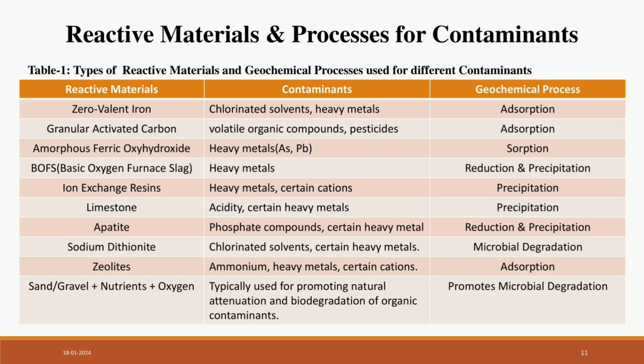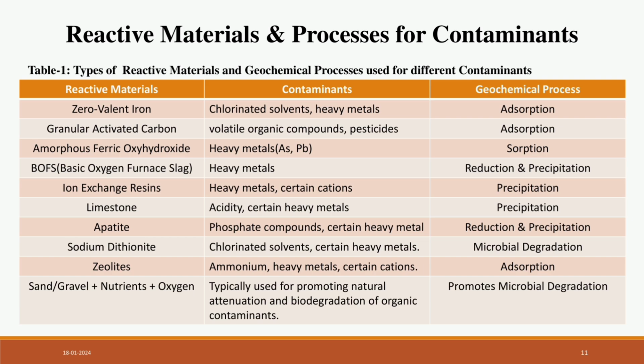Third one is amorphous ferric oxyhydroxide. It is used for heavy metals like arsenic and lead by the sorption process. When adsorption and absorption take place simultaneously, it is termed sorption. Fourth one is BOFS, basic oxygen furnace slag. It is used for contaminants like heavy metals by the process of reduction and precipitation. Fifth one is ion exchange resins. It is used for contaminants like heavy metals and certain cations by the process of precipitation.